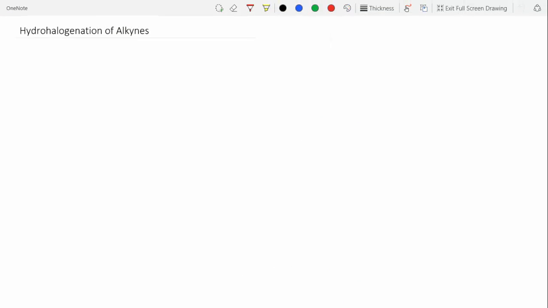Hydrohalogenation. Sounds familiar, right? We just covered this with alkenes. So let's review what we covered with alkenes. If we add HBr to an alkene, will this be Markovnikov or anti-Markovnikov? So pretty much we're going to go through the same thing but with alkynes? Exactly. It looks very similar. It'll be Markovnikov. Markovnikov is the more substituted side.